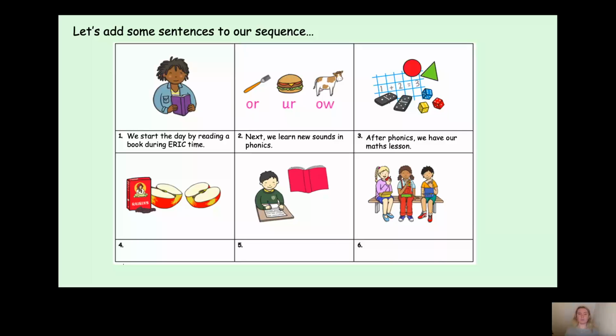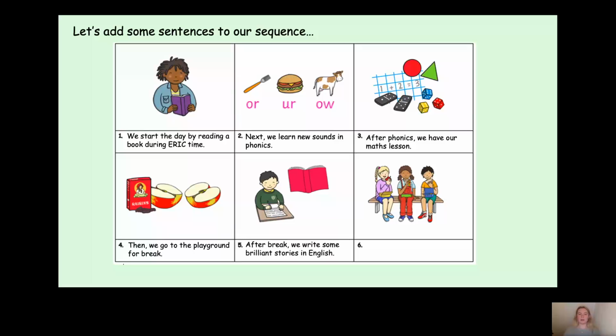What about number four? Pause the video and think of your sentence. Okay, shall we see what I wrote? I put then we go to the playground for break. Did you have something similar? Did you use an adverb of time too? Fantastic, well done. Now, after that, we have this picture here, number 5. So can you think of your sentence for that? Okay, have you thought of your sentence? What did I write? Let's have a look.